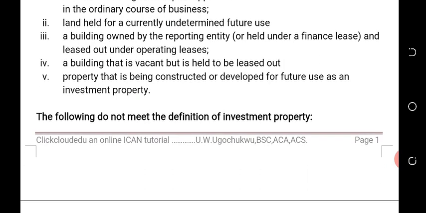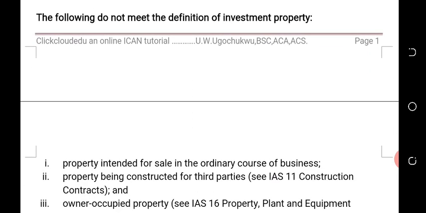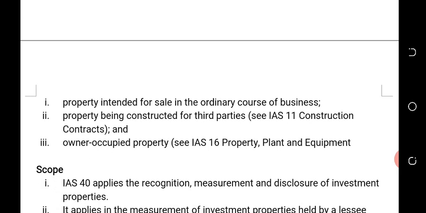Now, the following do not meet the definition of investment property. All these examples are categorically specified in the standard and do not meet the definition of investment property. So one, property intended for sale in the ordinary course of the business. When you have any property held for sale in the ordinary course of the business, that property is not in line with IAS 40. It should be in line with IAS 2.